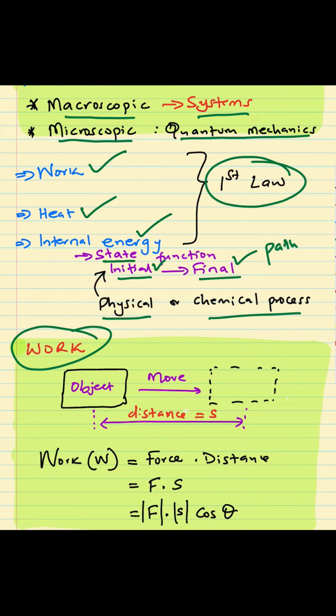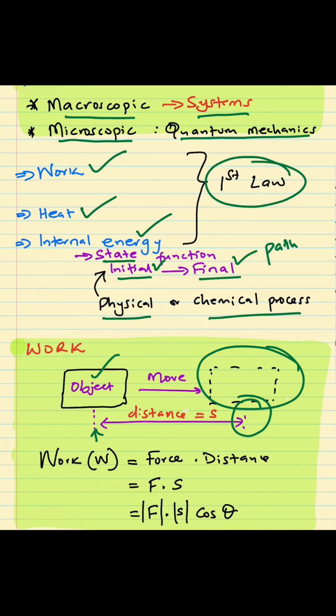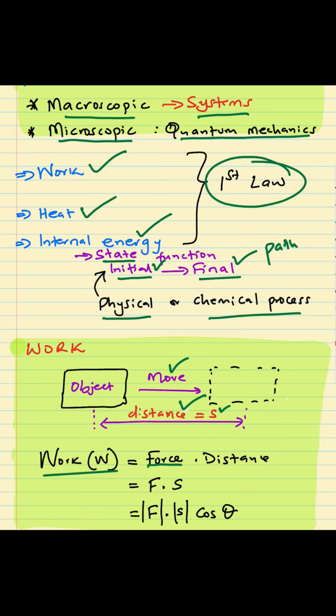What is work? Now consider this example where you have an object being moved from this position to this new position, so that now the object is right here. The distance covered is S. Then we can calculate the amount of work done by moving the system from the initial position to the final position, and that's given by force, so the amount of force applied, multiplied by the distance covered. So that's going to be force times distance, or force dot distance.